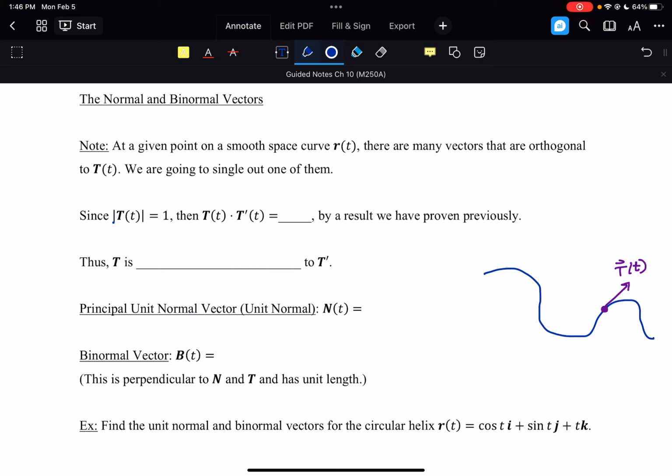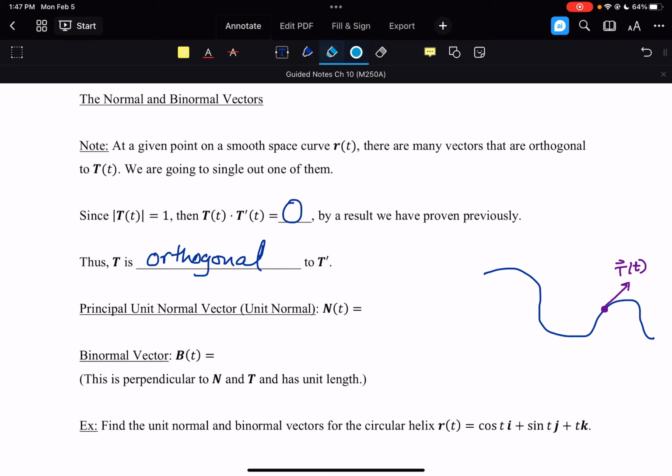So since we know the length of the unit tangent is 1, this means that the unit tangent and its own derivative have a dot product of 0 by a result that we've proven previously. This is something that was mentioned in the previous class, the idea that if a vector has a constant length, then it is orthogonal to its own derivative. So the dot product is 0, thus T is orthogonal to T prime. So that's the vector that we're going to single out.